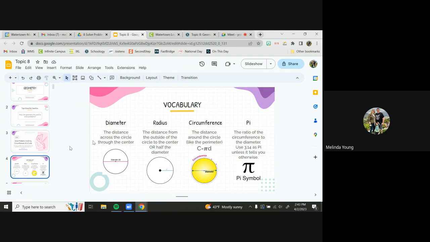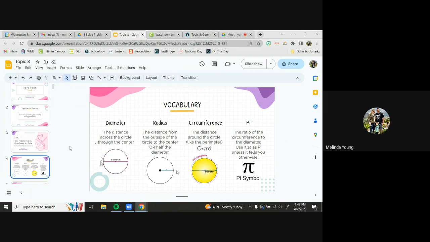Okay, if you want to draw a picture of your circle, that would be a really good idea, and record what the diameter looks like. Okay, the radius is basically a line from the center of the circle to the outside of the circle. So you can think of it as half the diameter. That's really important to know. So these two vocabulary words are related.